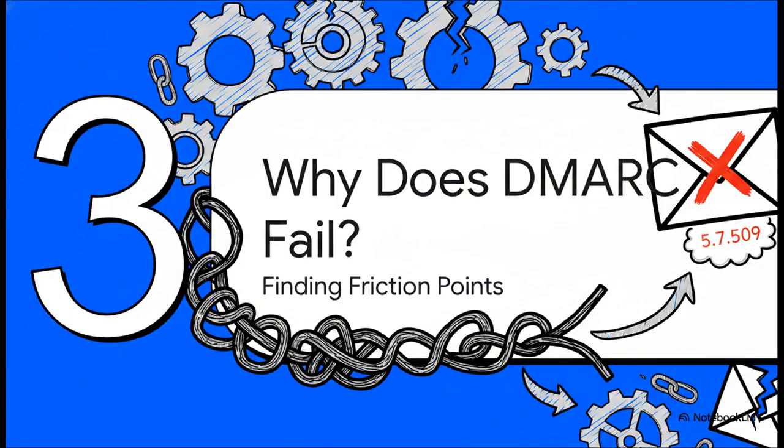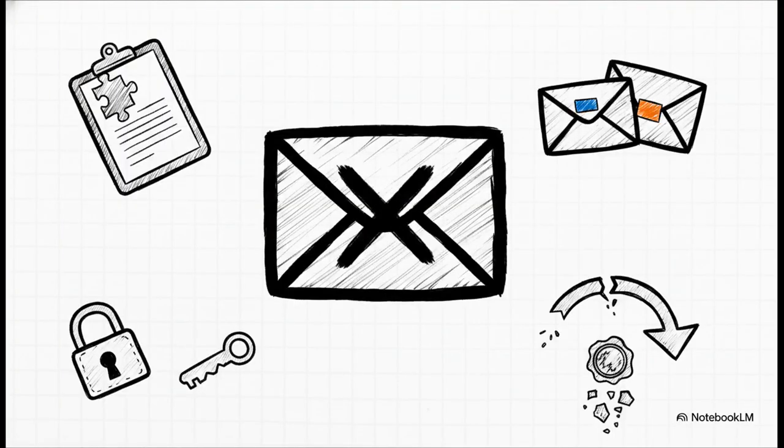Which perfectly segues into Section 3, why does DMARC fail? Finding the friction points. The crucial next step is figuring out exactly why your DMARC verification is failing in the first place and triggering those 509 bounces. So who are the usual suspects here? It almost always boils down to a handful of specific misconfigurations.